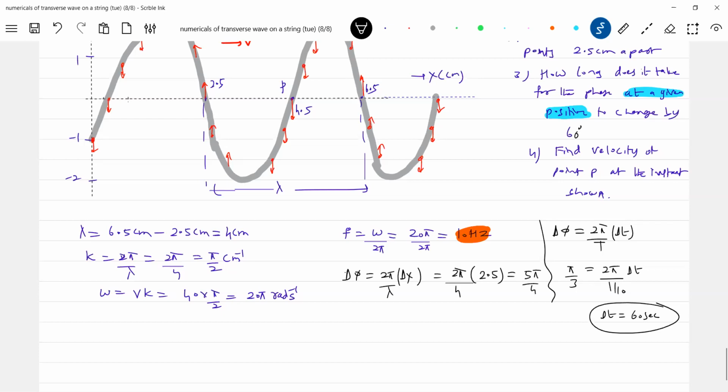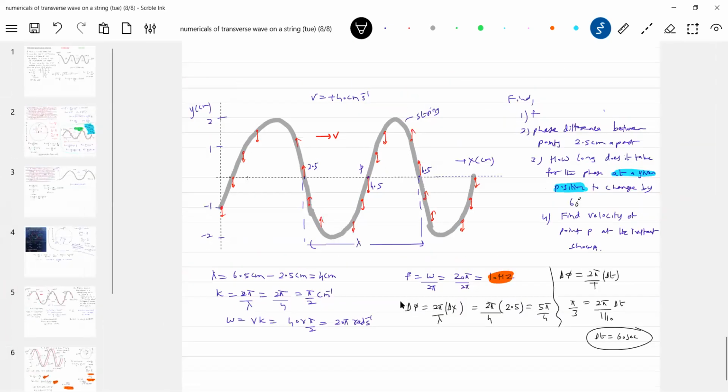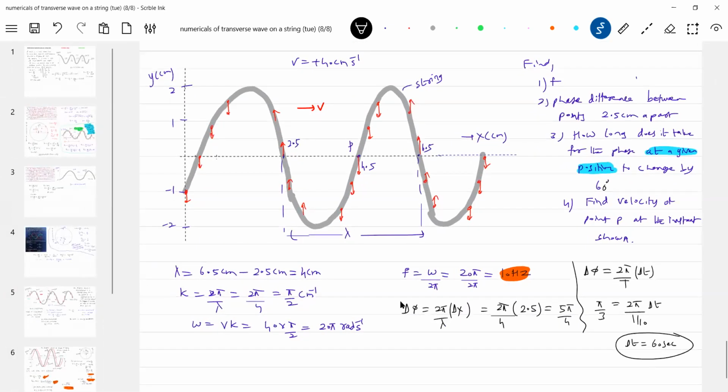Getting the idea, no? So at a given point, you can take any pointer, not only point P, any point here. How long does it take for the phase at a given point position to change by 60 degrees? There's a formula. So we are not understanding from where you brought it. See, it's very simple. You need not fight with mathematics.